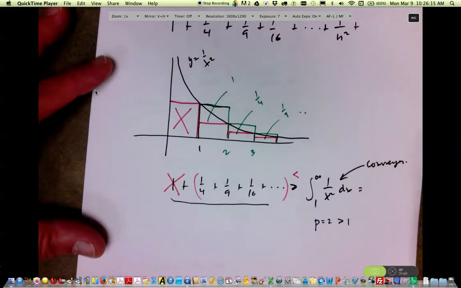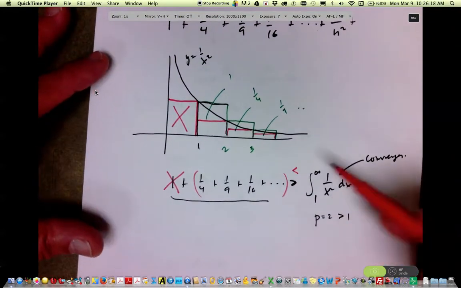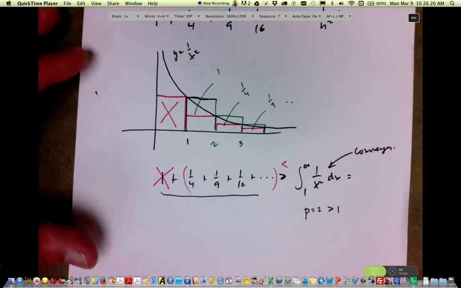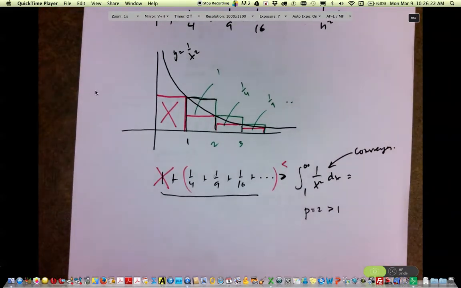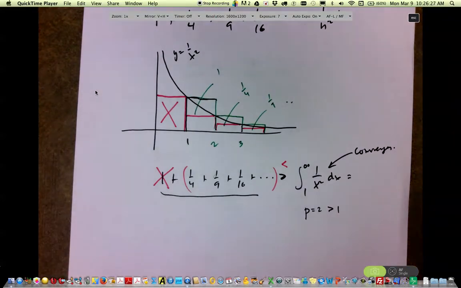All right, so the argument is that we don't have to always do an upper approximation or a lower approximation. Our conclusion here is going to be something called the integral test. And the integral test says this.